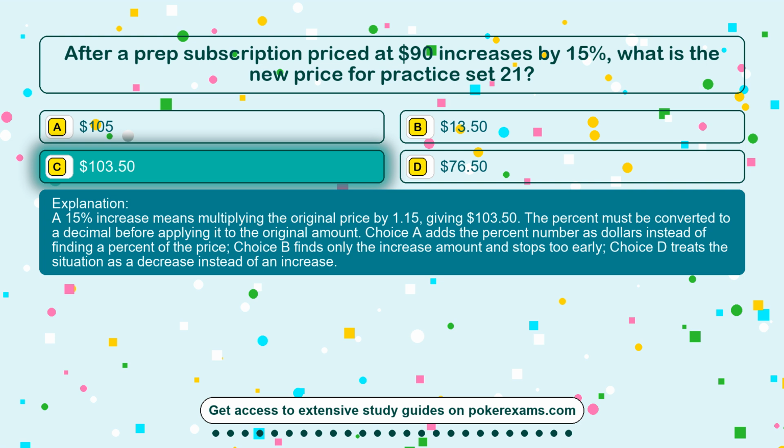Choice A adds the percent number as dollars instead of finding a percent of the price, choice B finds only the increase amount and stops too early, choice D treats the situation as a decrease instead of an increase.